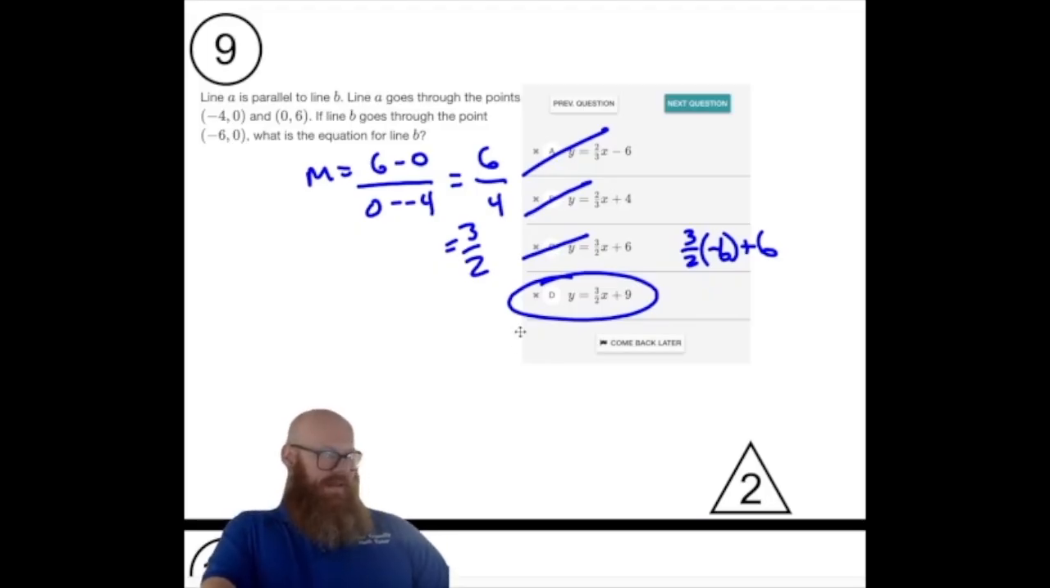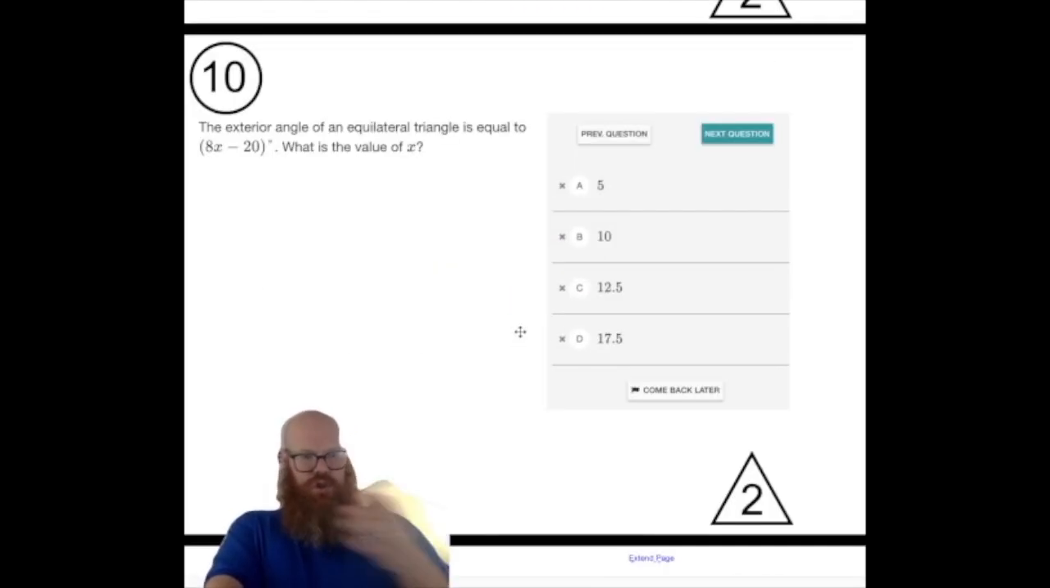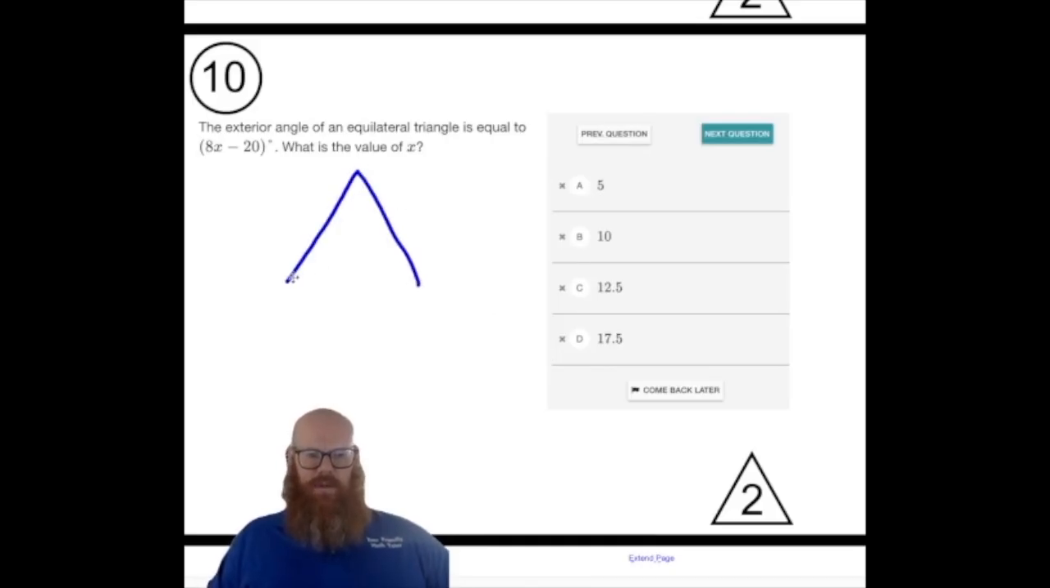All right, let's keep it moving here to number 10. The exterior angle of an equilateral triangle is equal to that. What's the value of x? Well, if you imagine having an equilateral triangle, all the angles are 60. And then if I extend one of the sides, the exterior angle would have to be 120.